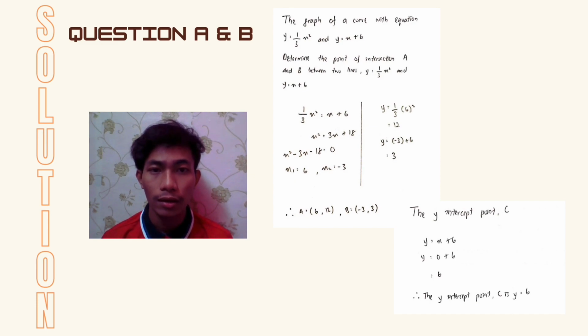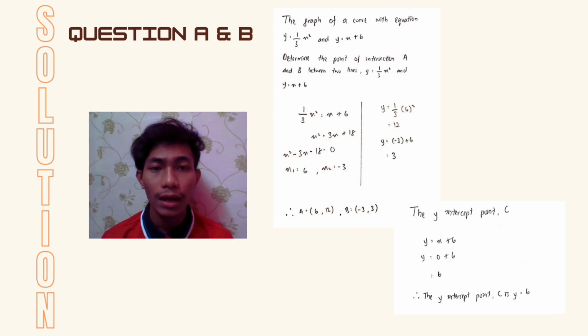Now, I'm going to explain the solution of the graph of a curve with equation y equals 1 over 3 x squared and y equals x plus 6. To determine the points of intersection A and B between the two lines, you have to solve the equation first, which is 1 over 3 x squared equals x plus 6.